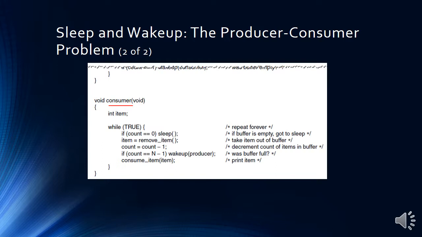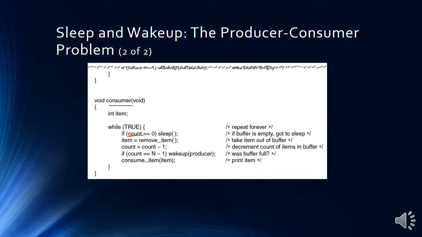This approach sounds simple enough, but it leads to the same kinds of race conditions we saw earlier with the spooler directory. To keep track of the number of items in the buffer, we will need a variable, count. If the maximum number of items the buffer can hold is N, the producer's code will first test to see if count is N. If it is, the producer will go to sleep. If it is not, the producer will add an item and increment count.